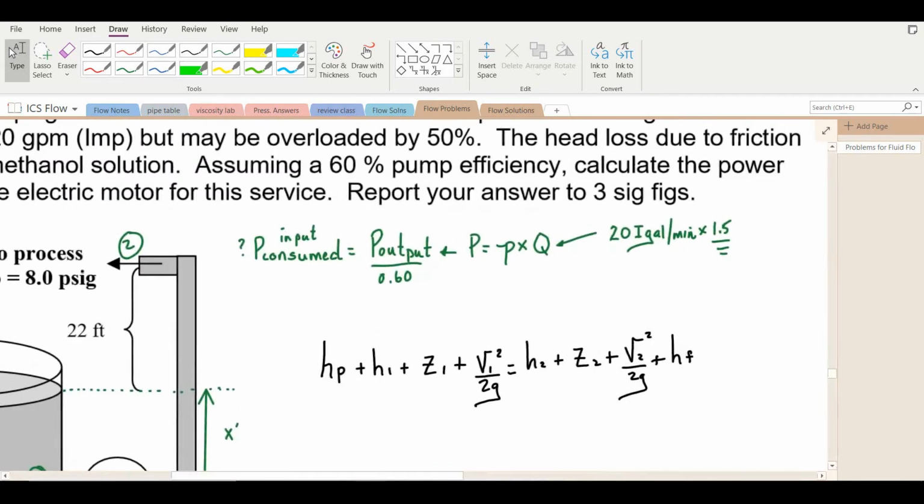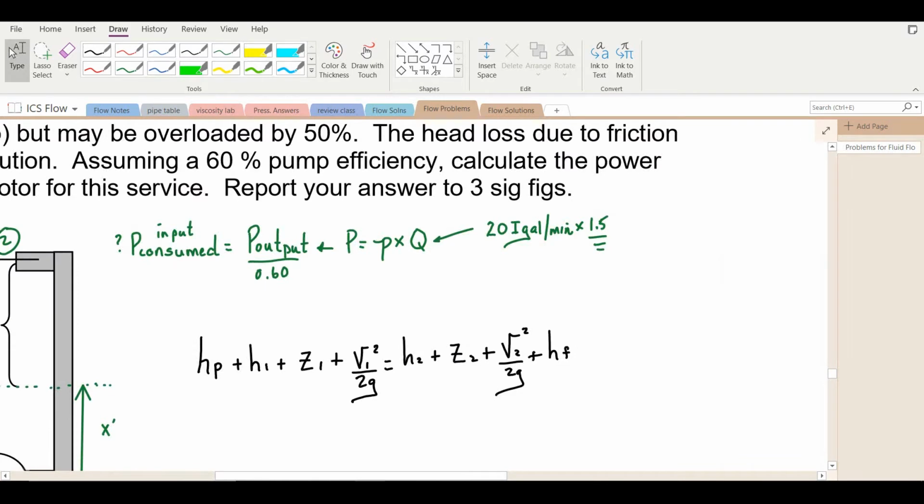So we're asked to calculate the power consumed, which is the power input. That'll be the power output of the pump divided by its efficiency as a decimal. So if you don't do anything else, make sure you divide by 0.6 and get a mark for that. And how do we get this power output? Well, we're going to calculate it from pressure times flow.